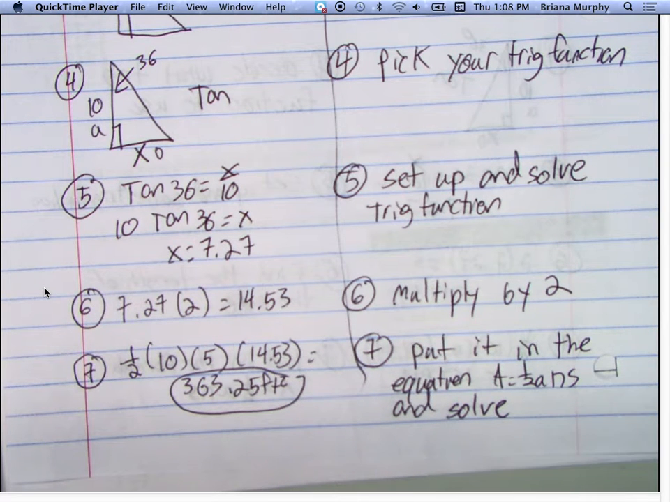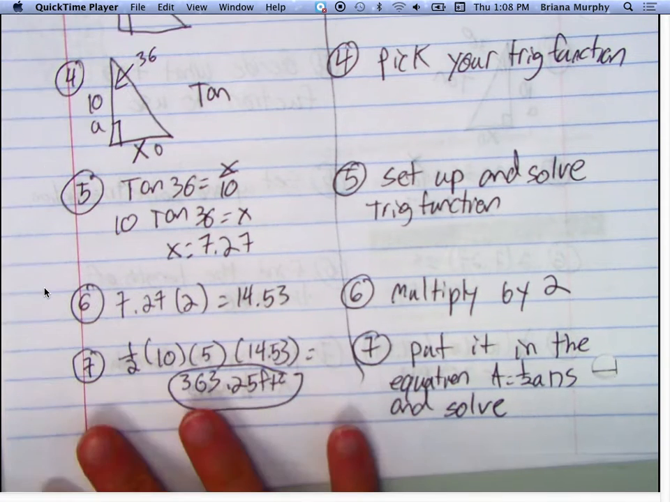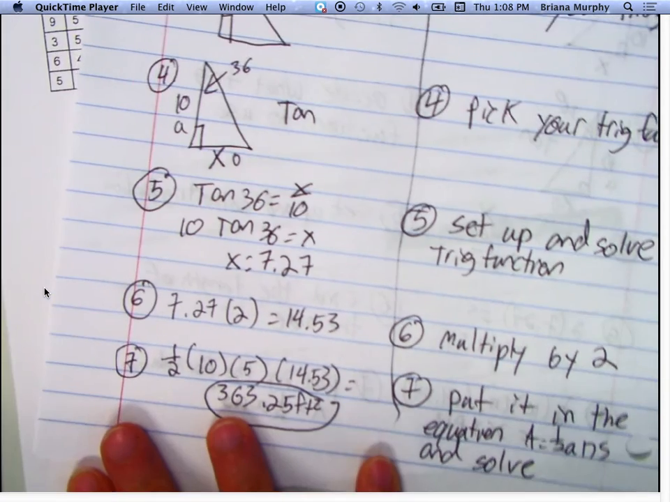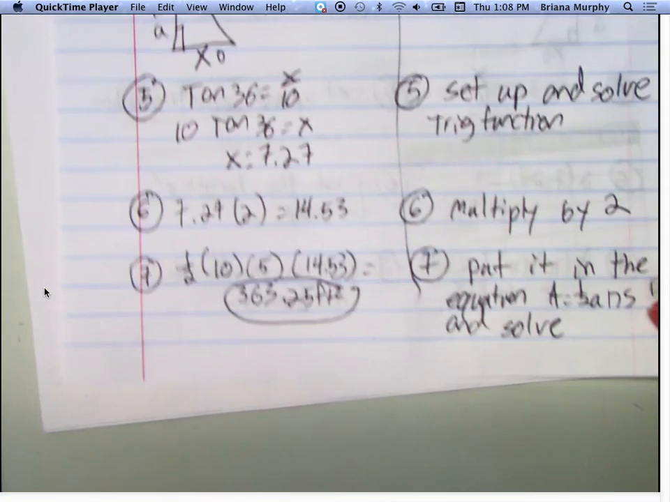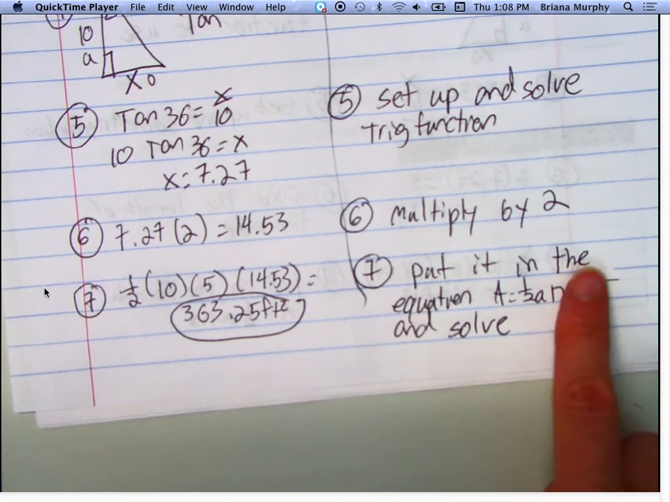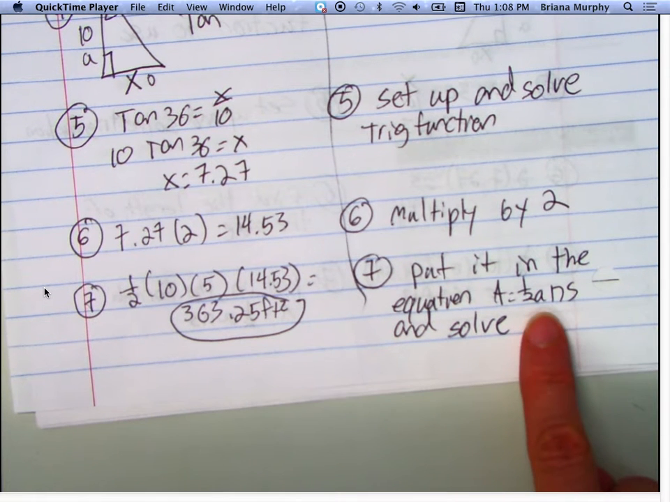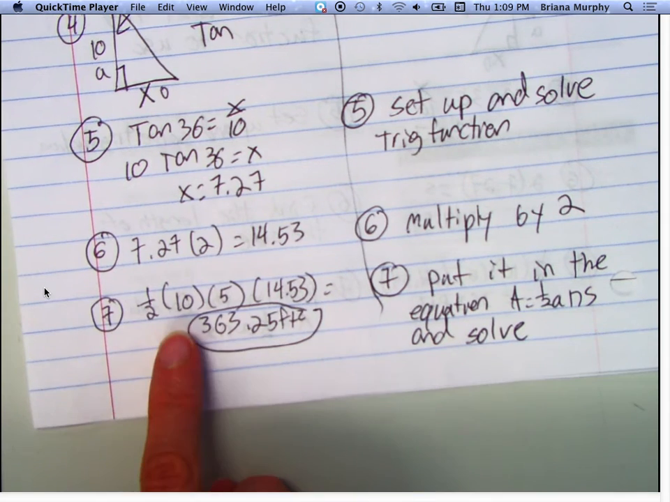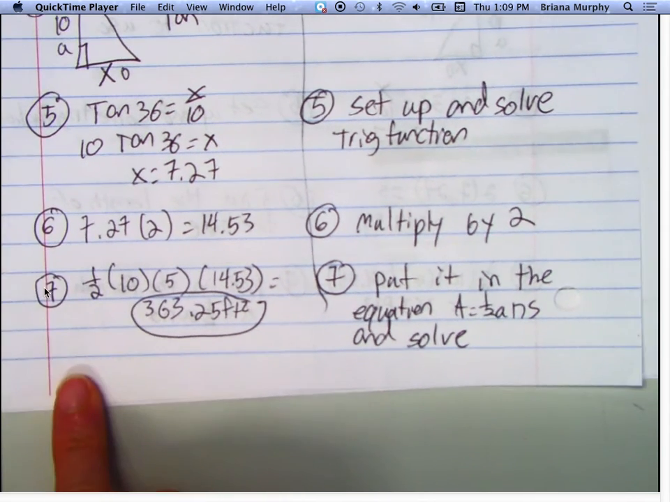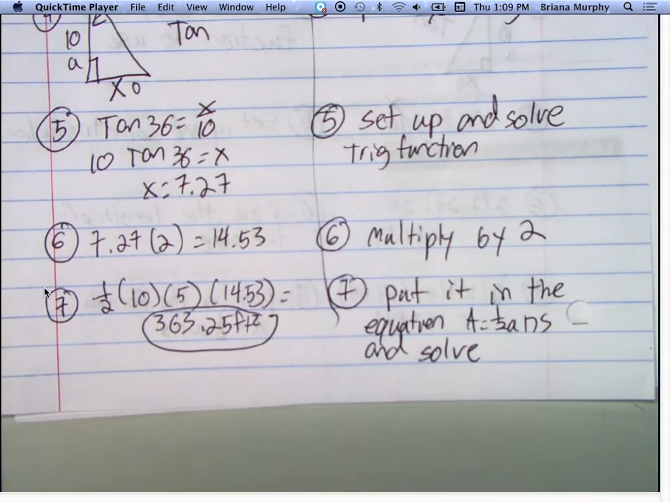Okay, what we're going to do now is I'm going to give you a few minutes to make sure you've got all this. Davian, can you not read one of the things I wrote? Which one? Number 7, put it in the equation: A equals 1/2 times a times n times s, and solve. And on this side it says 1/2 times 10 times 5 times 14.53 equals 363.25.